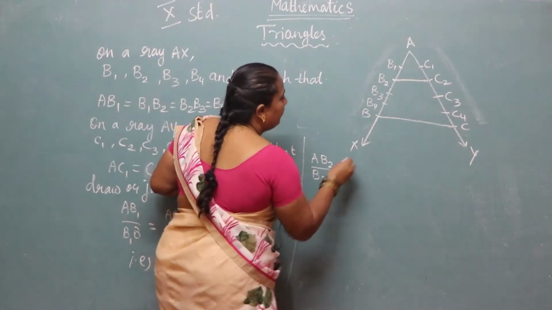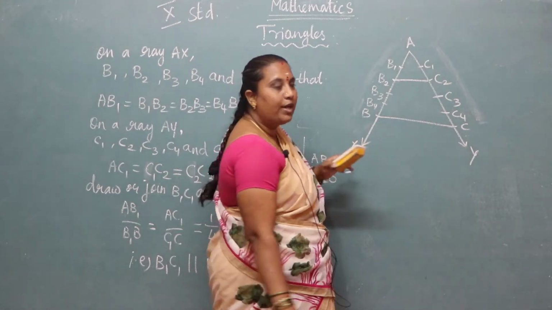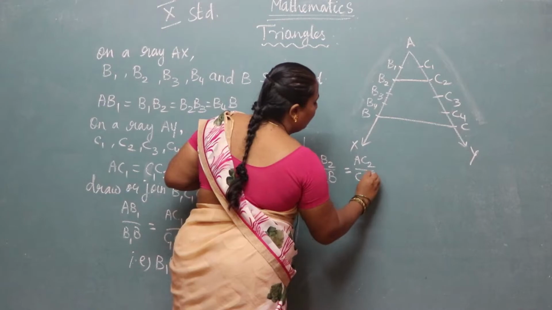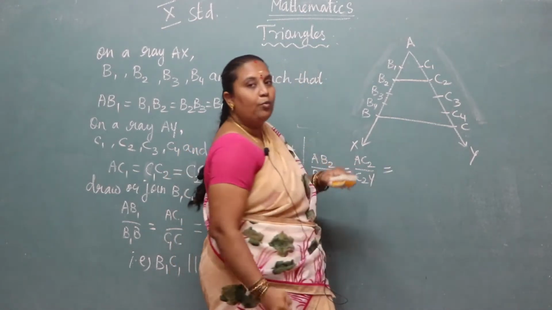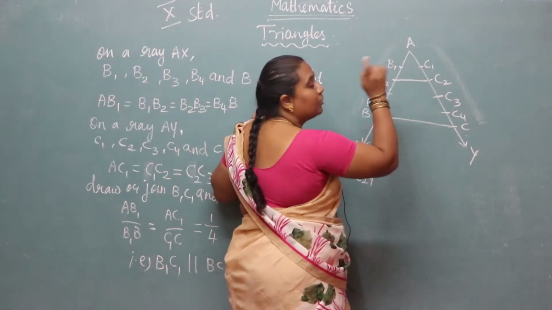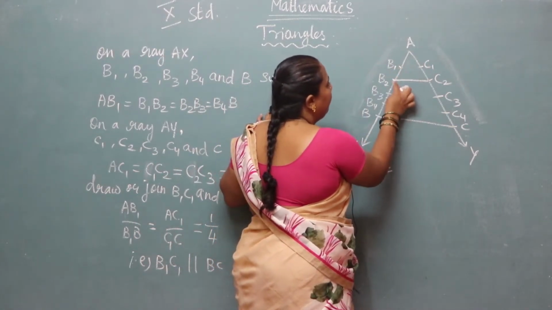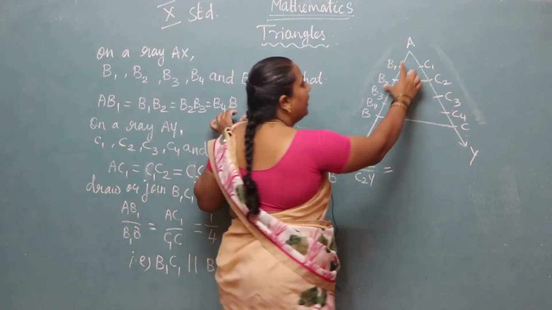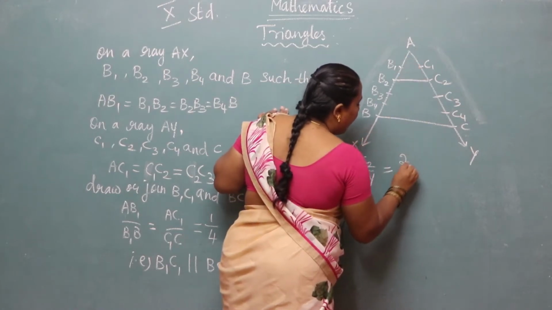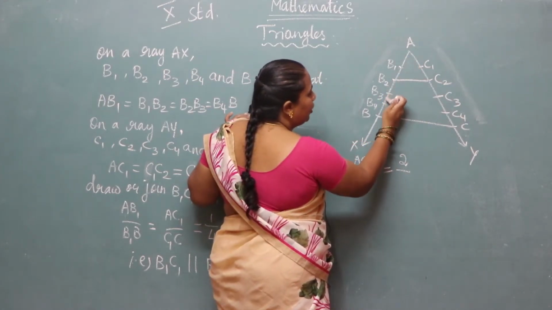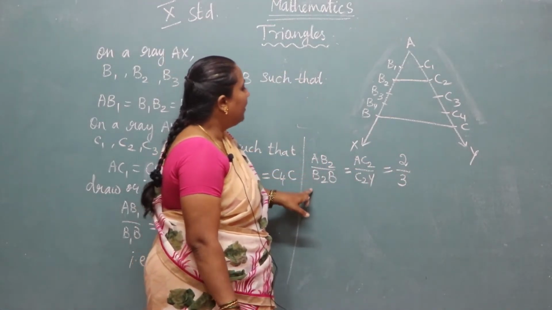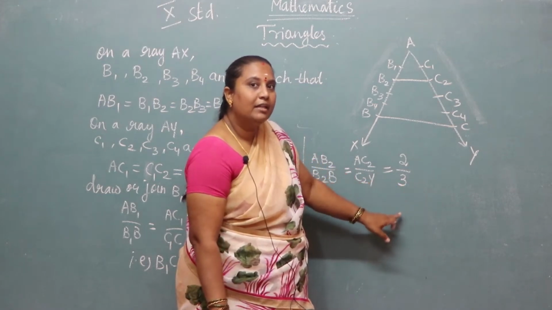B2B, that is equal to AC2 by C2Y, on the ray AY we are considering. Okay, here we are writing the ratio. What is the ratio here? See, AB1 is 1 unit and B1B2 is second unit, so we have here 2 units. Okay, so 2 intervals, so 2 by another we have 1, 2 and 3 intervals. So 2 by 3. Okay, so we have the ratio here 2 by 3.